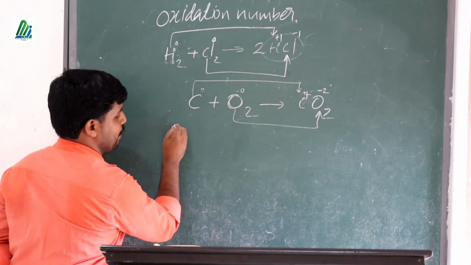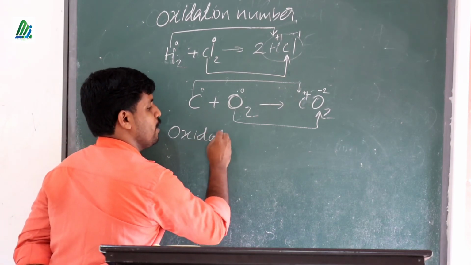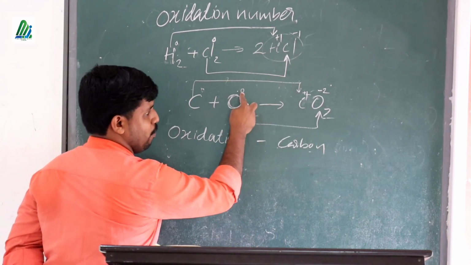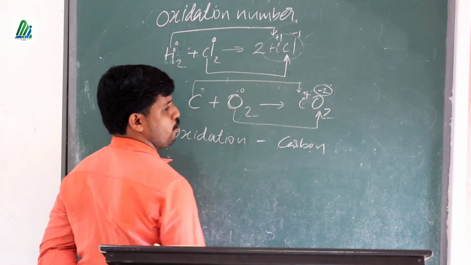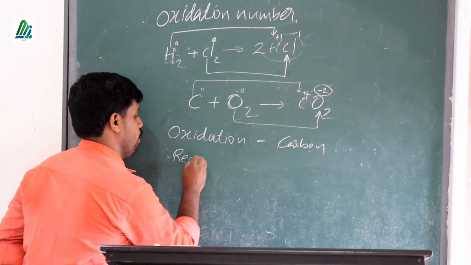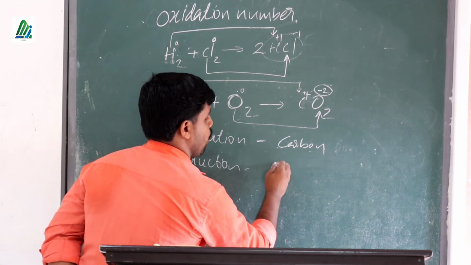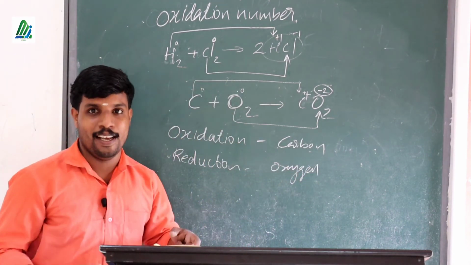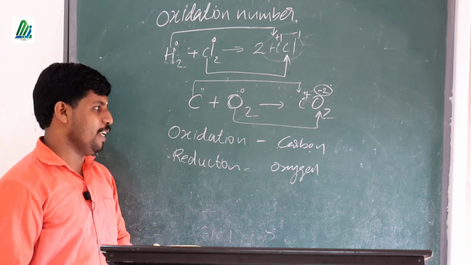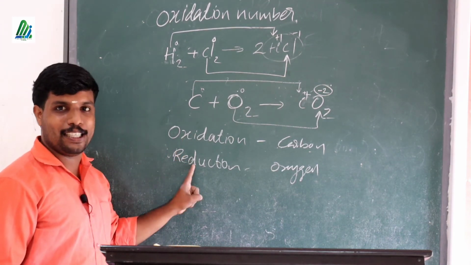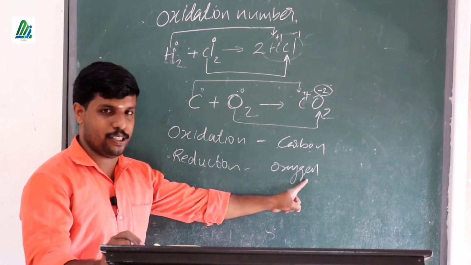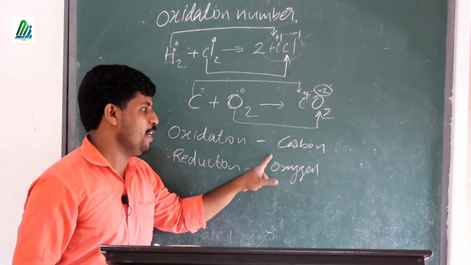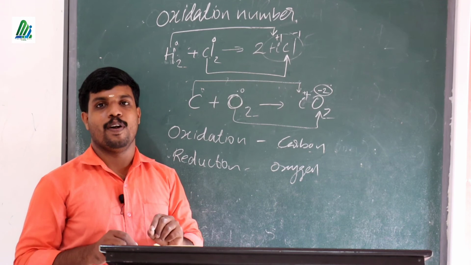Here the oxidation number of carbon is increased. If the oxidation number is increased, it is oxidation. So oxidation occurred for carbon. And oxygen is 0, after the reaction it becomes -2. It is decreased, so reduction occurred for oxygen. So oxidation occurred for carbon and reduction occurred for oxygen. Next, which is the oxidizing agent? The one where reduction occurs is the oxidizing agent. So oxygen. Then which is the reducing agent? The one where oxidation occurs is the reducing agent. So carbon is the reducing agent. That is very important. You want to care about that.